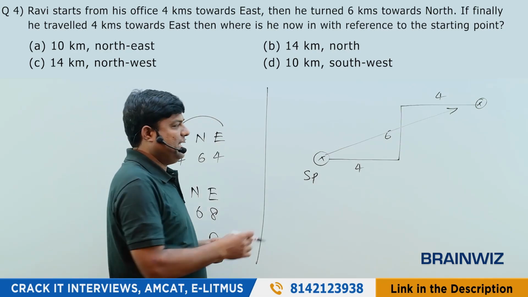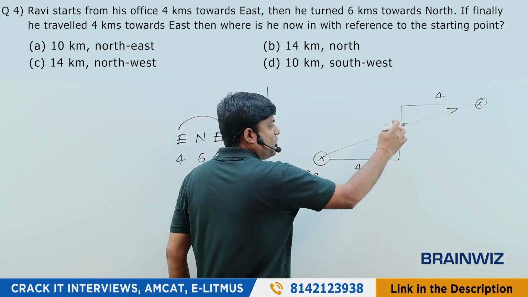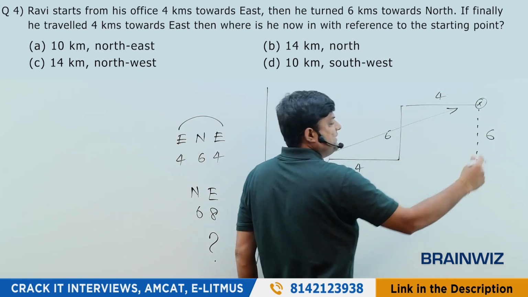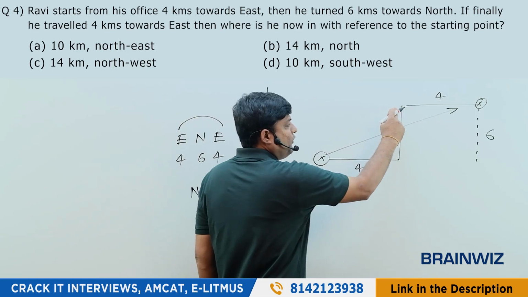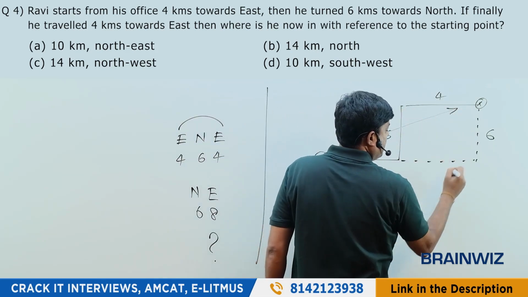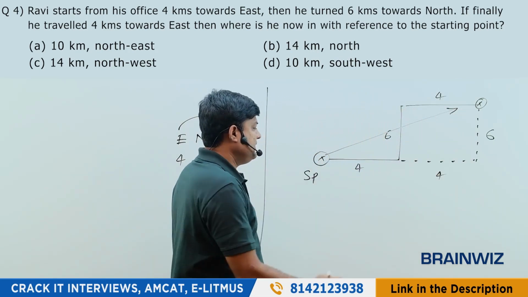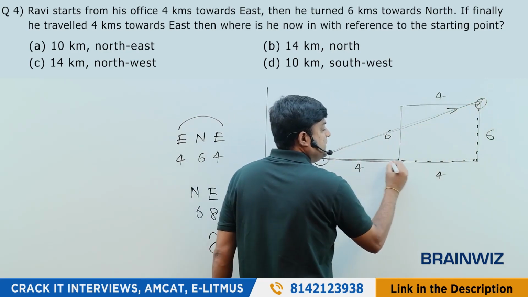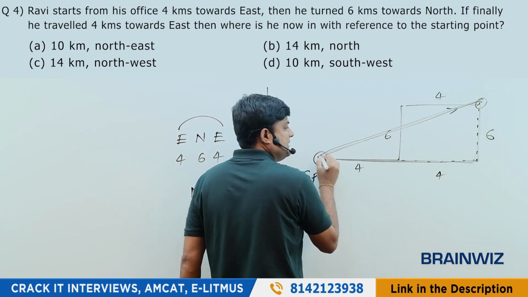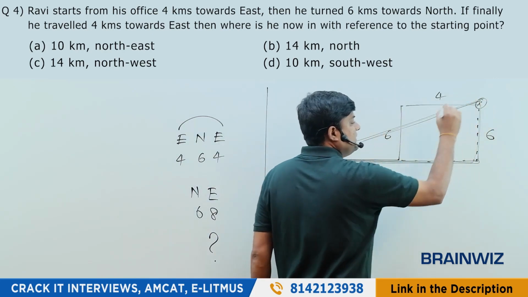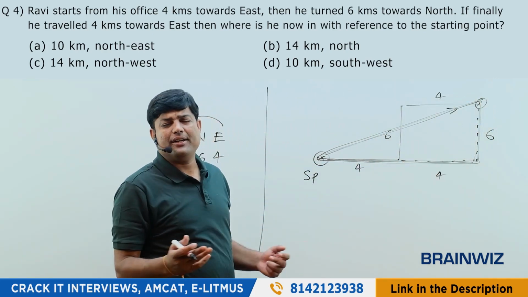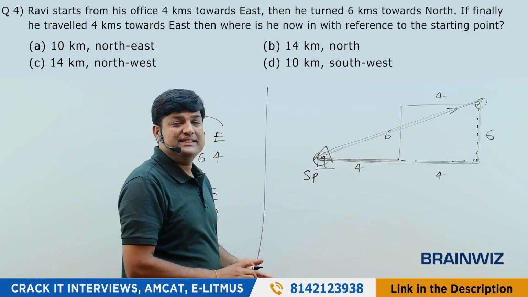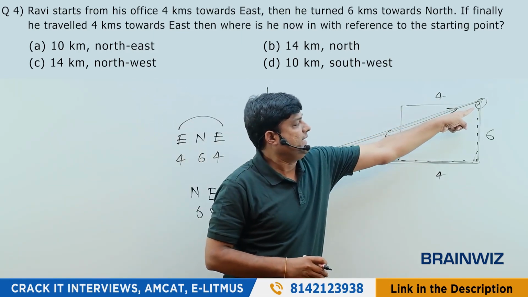What to do when this kind of situation is there? Don't worry about that. Have a look here. Let me draw the diagram. This is 6. This is also 6. This is 4. Let me join. This is 4. Students, now this is looking like a right angle triangle. This is the person's house and he's standing here right now.